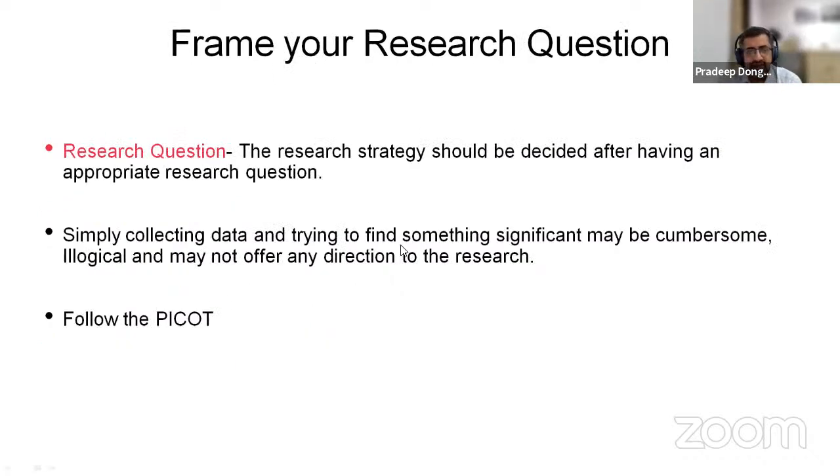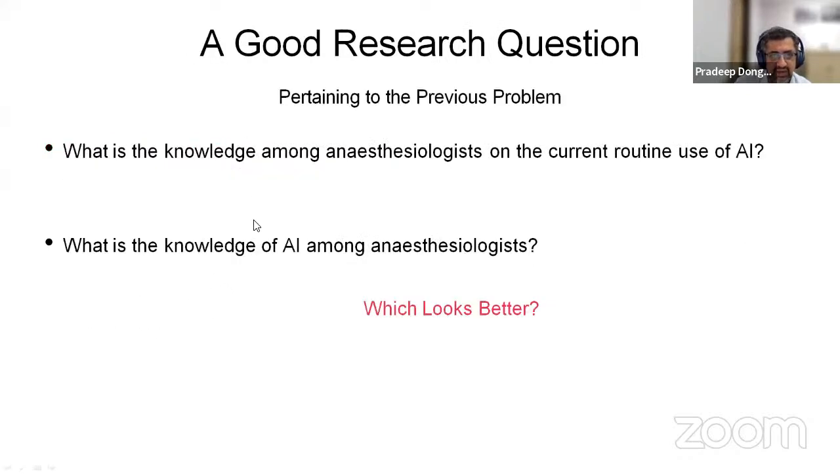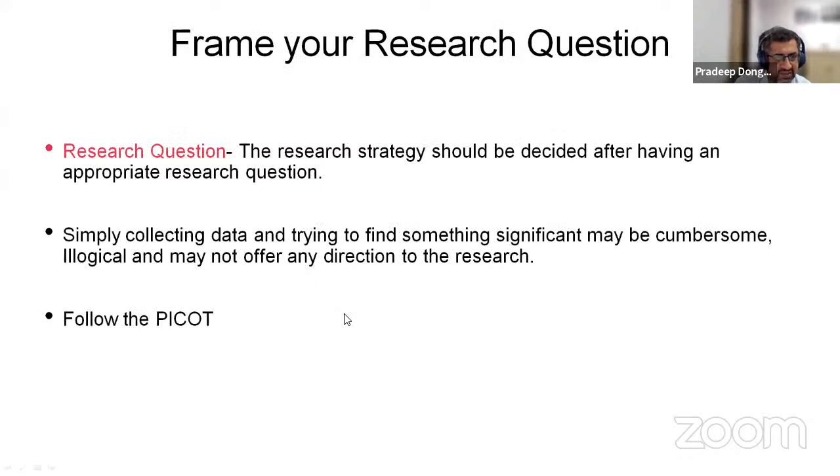The next step after you plan your survey and how you're going to administer it, probably the strategy of administration, is to frame a research question. You stated the problem. Now you need to transfer your problem into a proper research question. And the research strategy should be decided with an appropriate research question. And it's always important to follow the FICO format while you're trying to frame the research question, and simply trying to collect data and trying to find what is significant or what can be used by you is going to be cumbersome and illogical. And it may not offer any direction to your research. It may be a wasted exercise. You may find it as a wasted exercise at a later date.